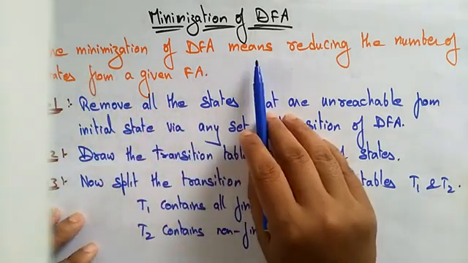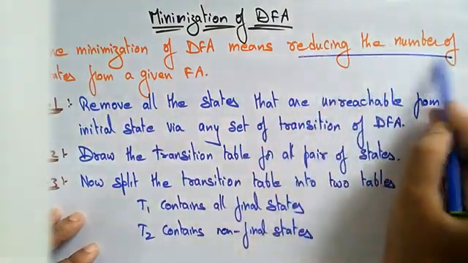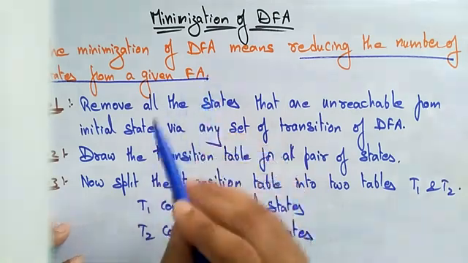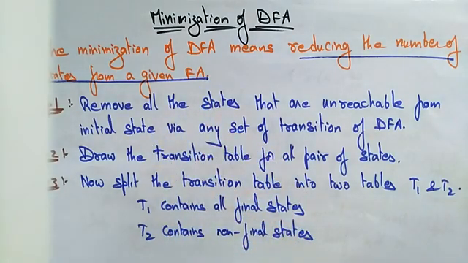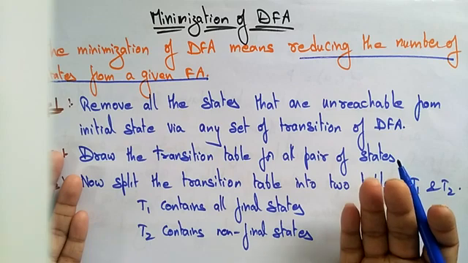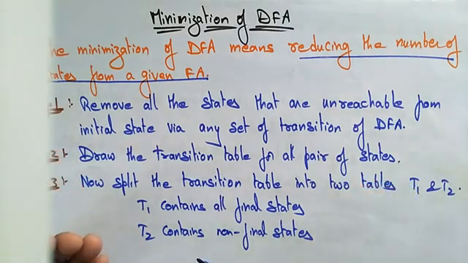So the minimization of DFA means reducing the number of states in a given finite automata. Here, minimizing means we are going to reduce the number of states participating in the deterministic finite automata. If suppose 7 states are there, try to reduce the states and make it 3 or 4. Even if it is reduced to 6, it's somewhat better compared to the previous one.